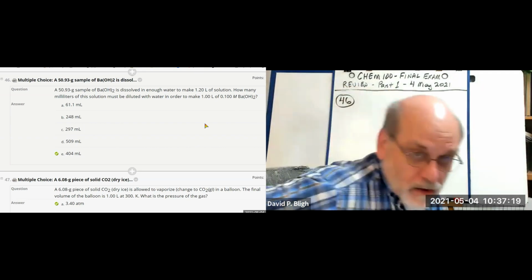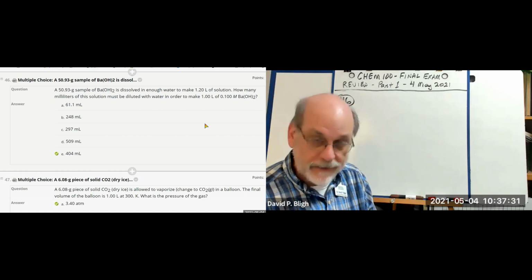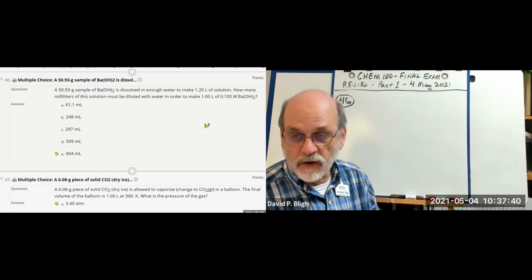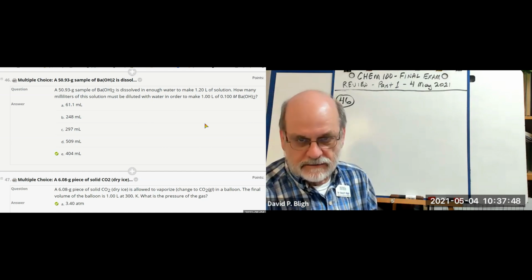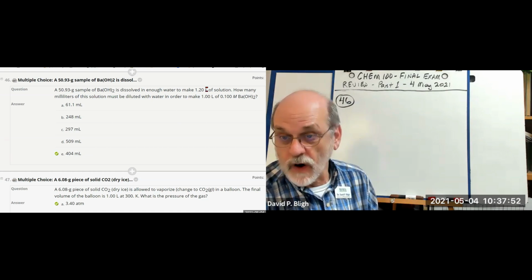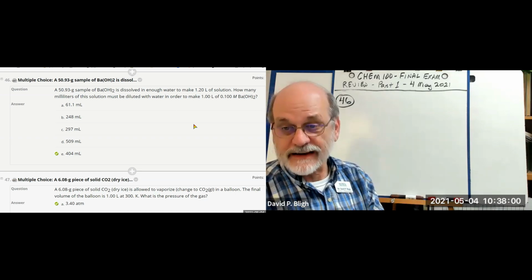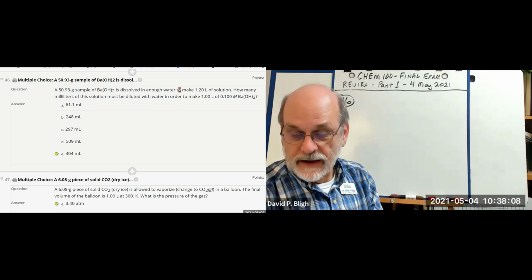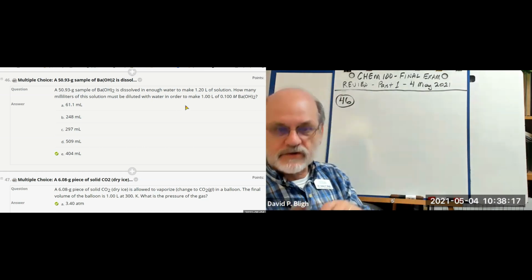There we go. Okay, a 50.93 gram sample of barium hydroxide is dissolved in enough water to make 1.2 liters of solution. How many milliliters of this solution must be diluted with water in order to make 1 liter of 0.1 molar barium hydroxide? All right, this is a 2-step problem. First of all, you're going to make what's called a stock solution out of this much barium hydroxide in that much water, based upon molarity equals moles divided by volume. Then the second step is we're going to do a dilution problem. Once we know the concentration of our stock solution, then we can use a dilution formula to answer the second part. So this is a 2-part problem.